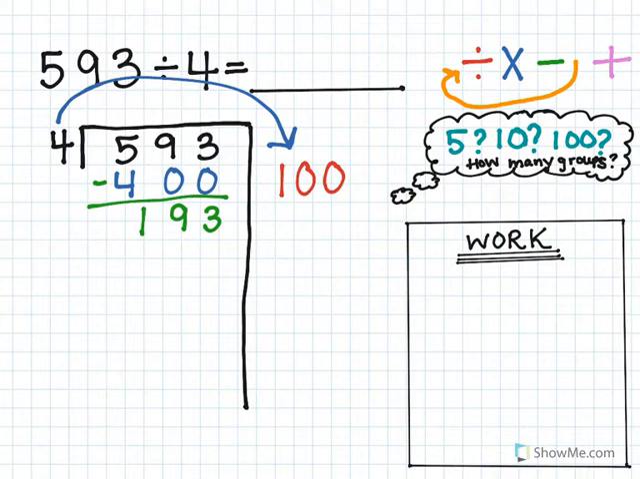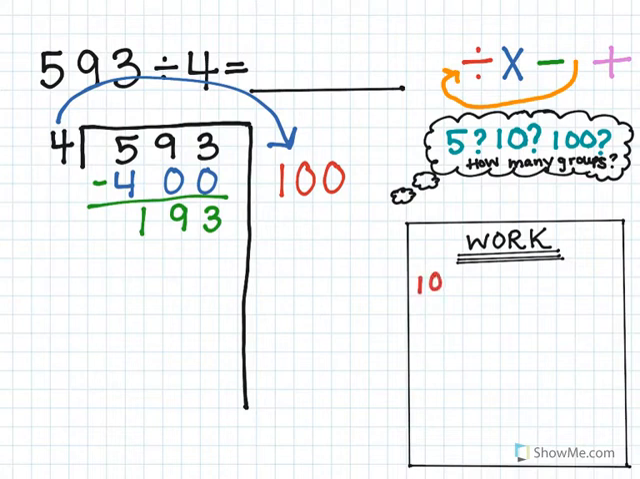So I'm going to go back to my first step, which is divide. And I'm going to ask myself, should I use 5 groups of 4, 10 groups of 4, or 100 groups of 4? I can't use 100 groups of 4 because that's 400. That's too much. But 10 groups of 4 is only 40. So I'm going to use a multiple of 10 to see if I can get closer to 193.